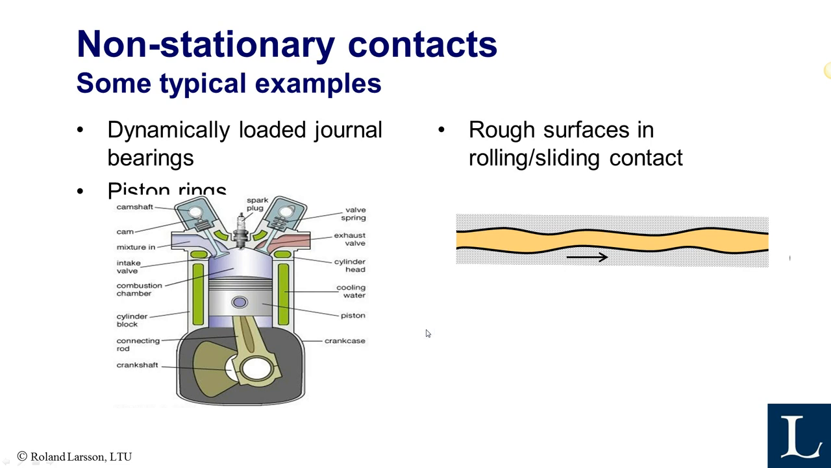Non-stationary contacts are necessary to study pretty often. It can be journal bearings dynamically loaded in an engine, for example. Another engine example is the lubrication of the piston rings and the cylinder liner. And the third example is rough surfaces. If you have two rough surfaces and one of them is moving, the whole film gap, the distance between the surfaces or the thickness of the film, will continuously change. It will vary rapidly with time.